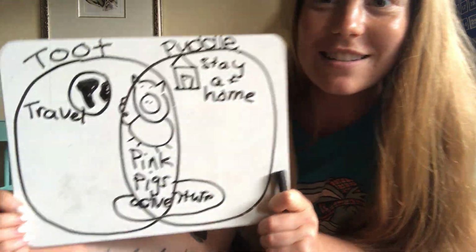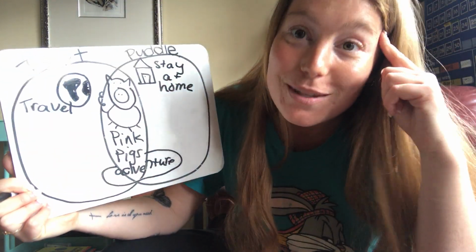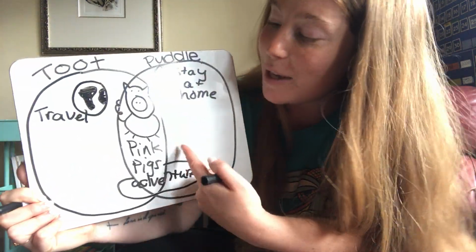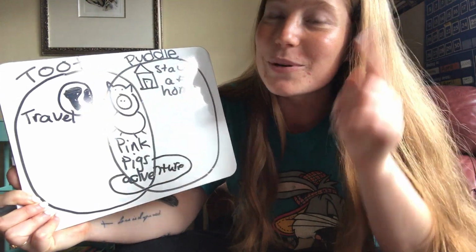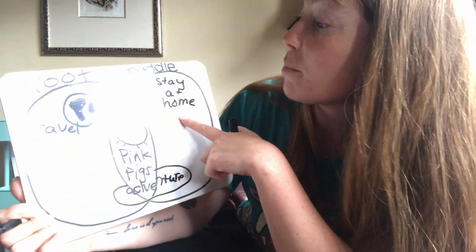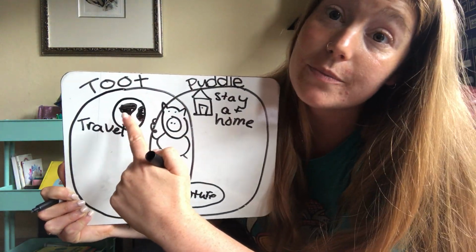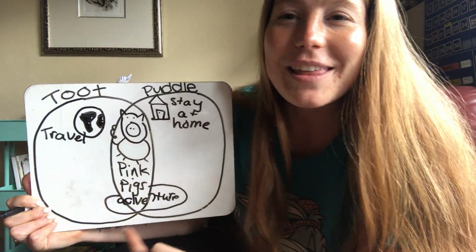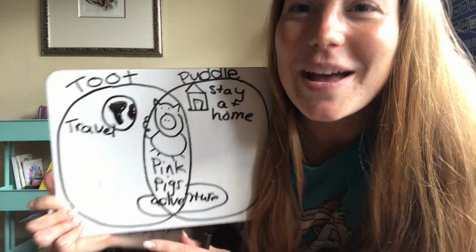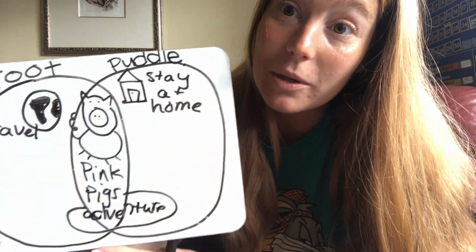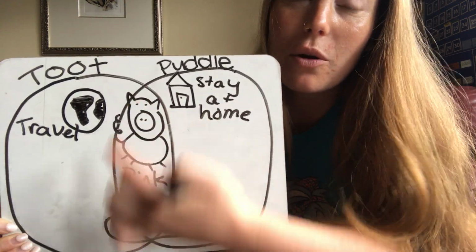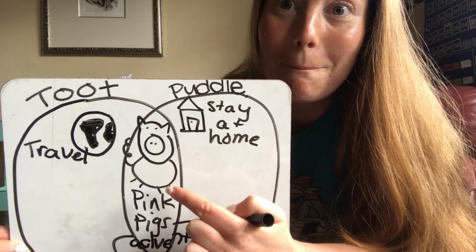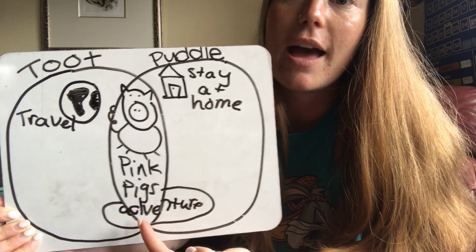When you make graphic organizers, the most important thing is that you're getting all those amazing thoughts in your head down on paper so that you can have a conversation with other people and be able to say, I already thought of this because I wrote it down. I know that Toot is different from Puddle because Toot likes to travel the world. Puddle is different from Toot because he likes to stay at home. But how are they similar? Go ahead and think either to yourself or maybe share with someone else one thing that you can see from this graphic organizer that tells you how Toot and Puddle are similar. They both are pink pigs, and they both like to adventure.